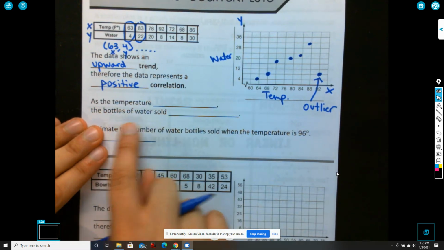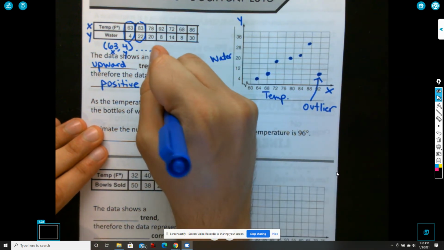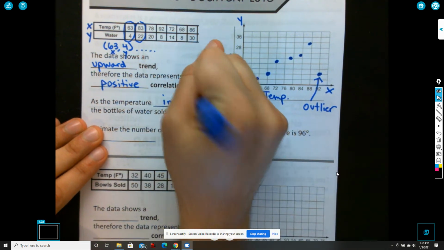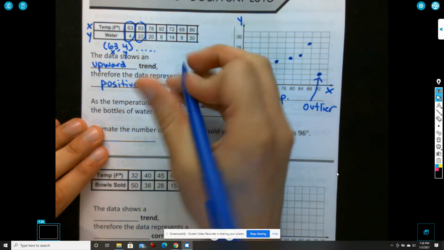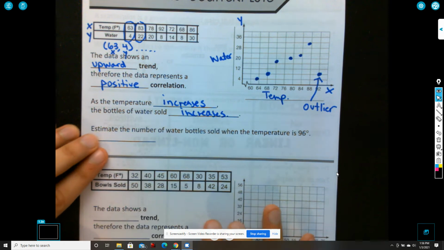As the temperature increases, the bottles of water sold increase as well. That's what we just said. So when you have two increases, that means a positive correlation.